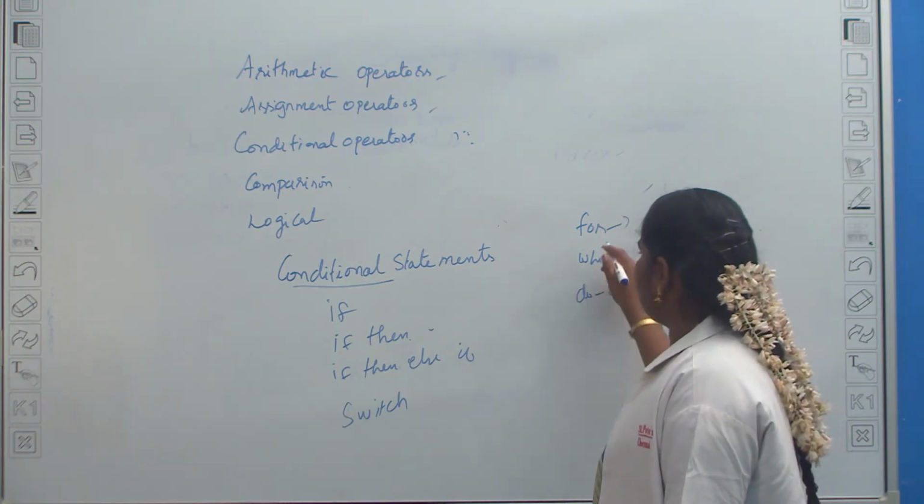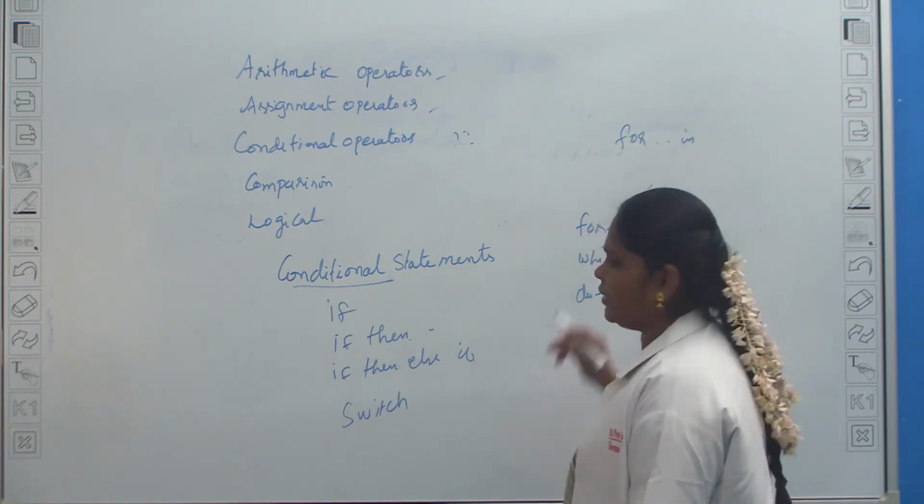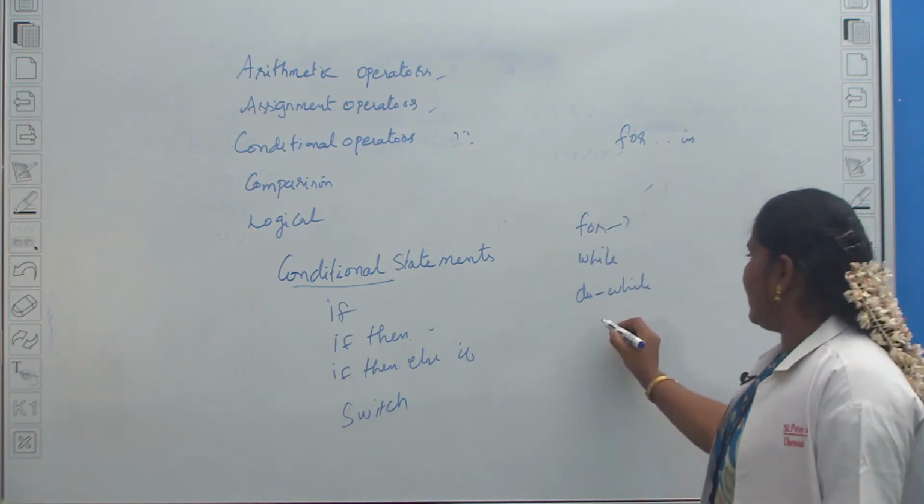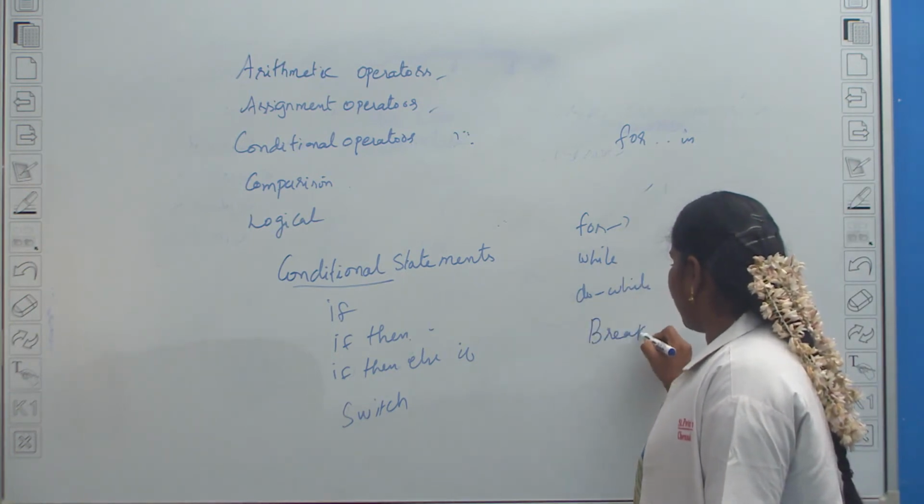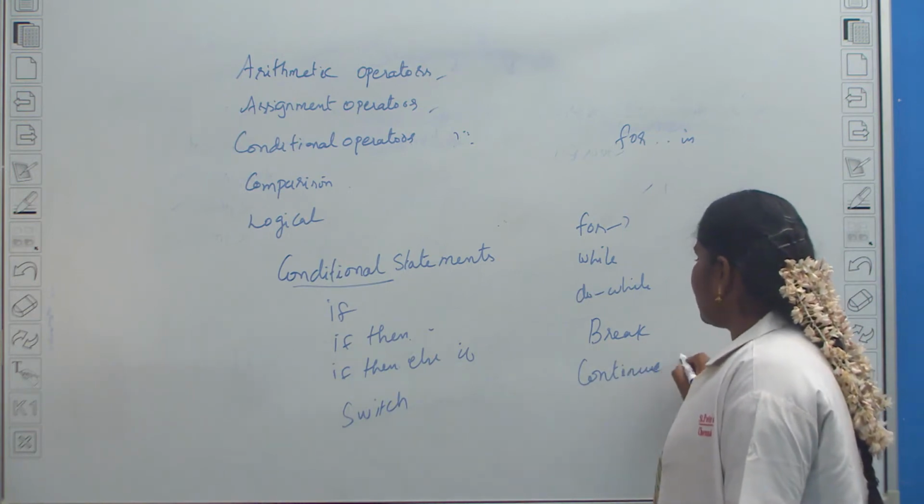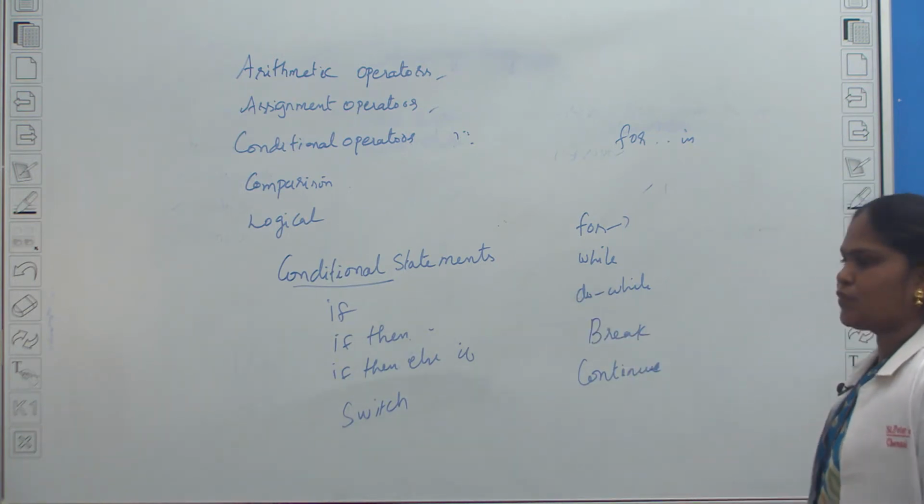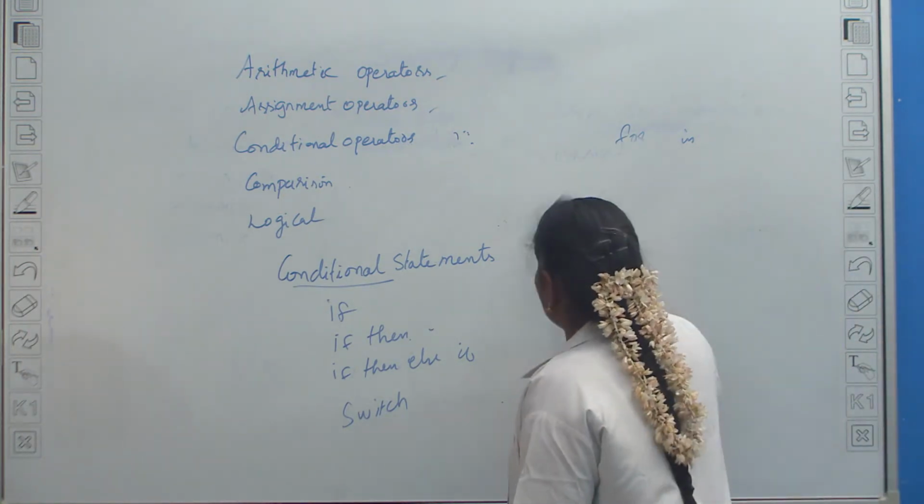And for the for loop, the syntax format is for, in format, we have to mention that. And if you have to come out of the loop, we use the break statement, and for continuing we use the continue statement. So these are the statements we mainly use in JavaScript operators and JavaScript conditional statements.